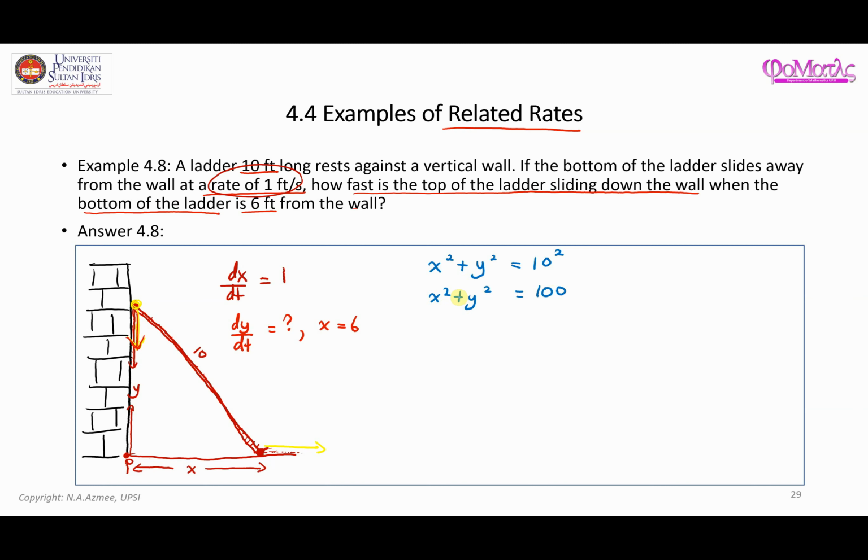This is an example of applying implicit differentiation. I'm going to differentiate with respect to t, because we are looking at how fast the top of the ladder is sliding down the wall, so it depends on time. So d/dt of x squared plus y squared equals d/dt of 100. This can be separated: d/dt of x squared plus d/dt of y squared is equal to 0, because when you differentiate a constant, you get 0.